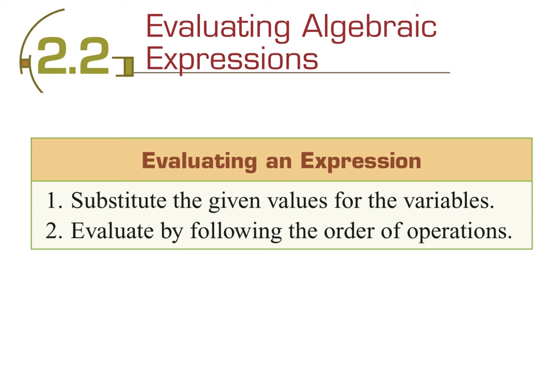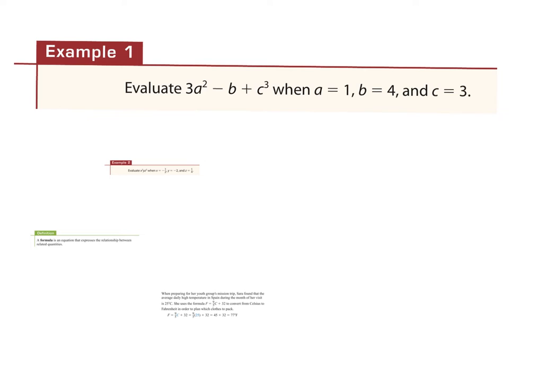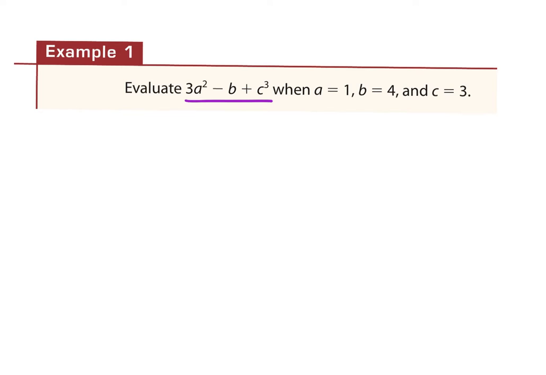So look at example 1 here. Example 1 says 3a squared minus b plus c cubed. Then they have said a is 1, b is 4, c is 3. They want us to evaluate. So we're going to rewrite what they gave us and fill in the variables with the substitution of what they told us they are. So we're going to say 3, and instead of a squared, we're going to write 1 squared. Minus b, so instead of b, we're going to write 4. And plus c cubed, instead of c, we're going to write 3.